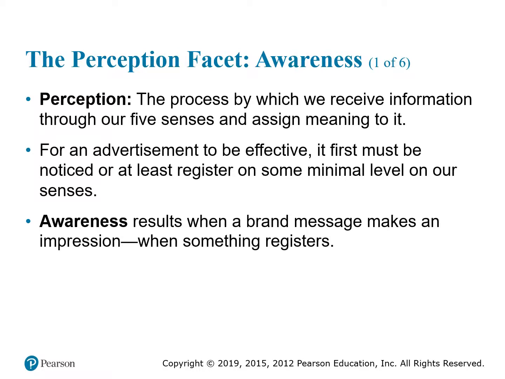So perception is the process by which we receive information through our senses, and we assign meaning to it. For an advertisement to be effective, it has to be noticed or register at some minimal level on our senses. It could be something we smell, something we notice because we're hungry. It could pull on our heartstrings, make us happy, or make us sad. Awareness results when a brand message makes an impression, when something actually registers with us.